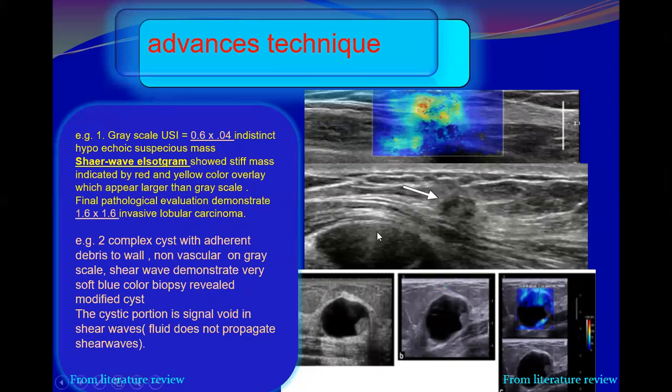And your case is a complex cyst with adherent debris. You see, they found it as adherent debris only. The elastography downgrades the lesions from being suspicious, okay?